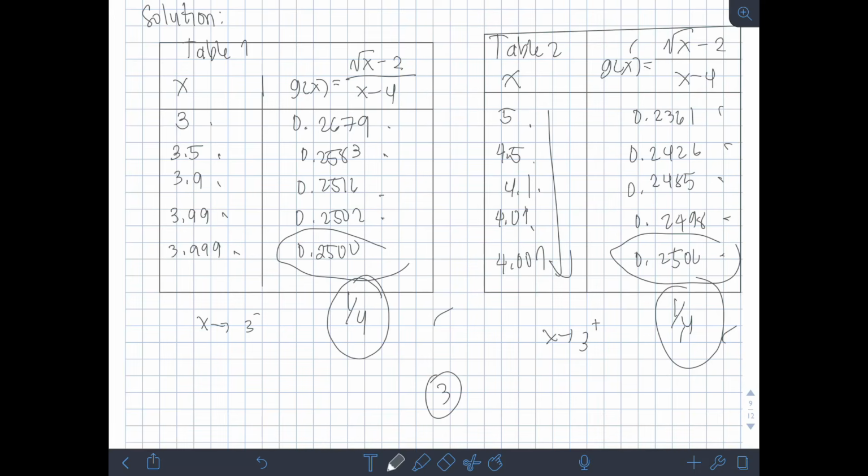Mahalaga na alam nyo tong basic theorems on limits kasi i-apply natin to kapag nag-aral tayo ng iba pang topic on limits. So mahalaga na naintindihan nyo tong concept ng limit as well as on how to find the limit of a function using these limit theorems.